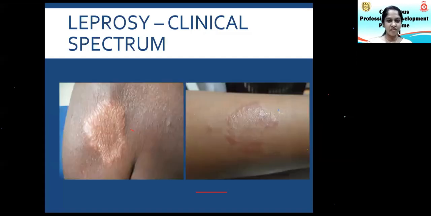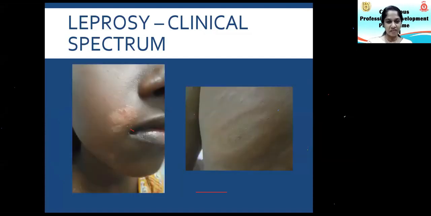Then you have the borderline tuberculoid, where the patches will become like a plaque. These are palpable, erythematous or copper colored. Still there can be sensory loss over the lesions. Then you have the mid-borderline lesions. These are two characteristic mid-borderline lesions. One, you can see the satellite lesion here. Satellite lesions are characteristic of mid-borderline lesions. And then the other one is these inverted saucer-like lesions. These are again mid-borderline lesions.